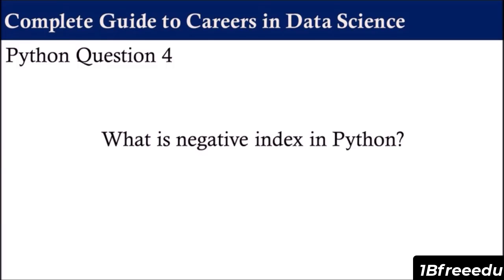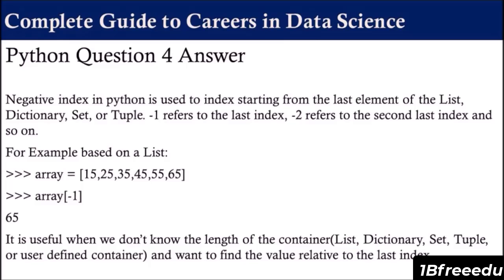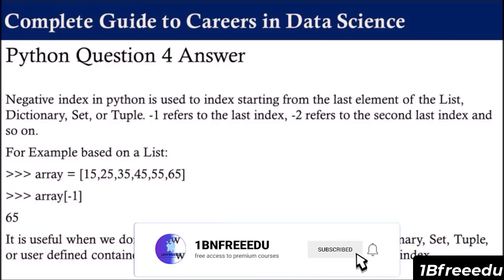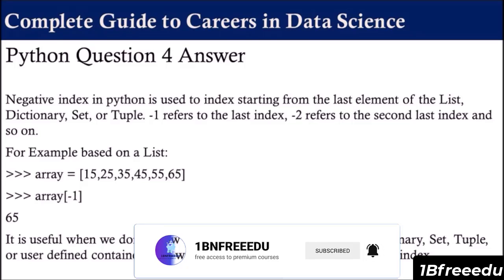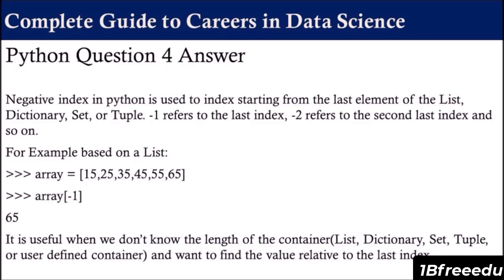The fourth question in Python is what is negative index in Python? Let's have a look at the answer. Negative index in Python is used to index starting from the last element of the list, dictionary, set or tuple. -1 refers to the last element, -2 refers to the second last element, and so on. Suppose we have an array with values 15, 25, 35, 45, 55 and 65.